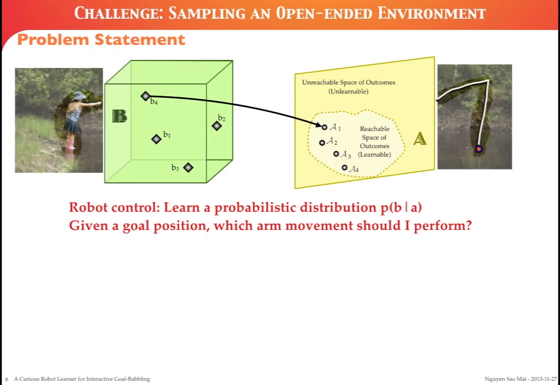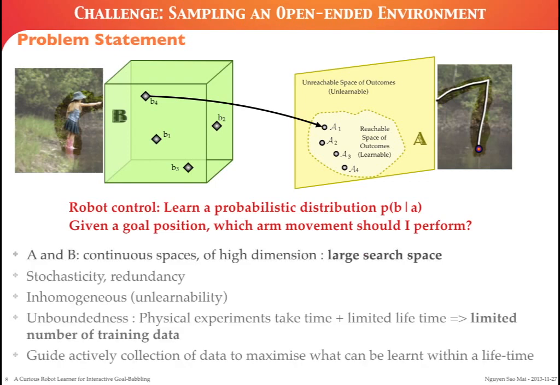For learning such a probabilistic distribution, the agent has to sample the spaces B and A. But in our real world, B and A can be continuous spaces and of high dimension, so you have a very large search space. The mapping between B and A can be stochastic, so repeating the same policy can lead to different outcomes. But it can also be redundant, so to reach outcome A2, you can perform different policies. There are also problems of inhomogeneity. You have unlearnable spaces.